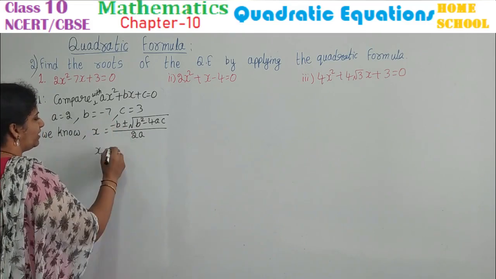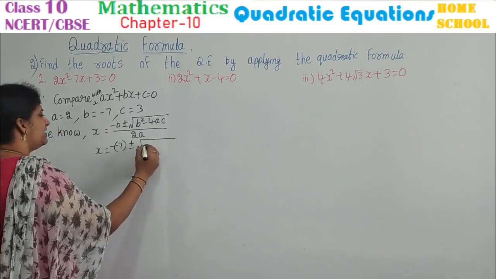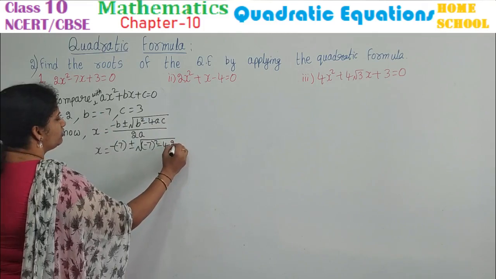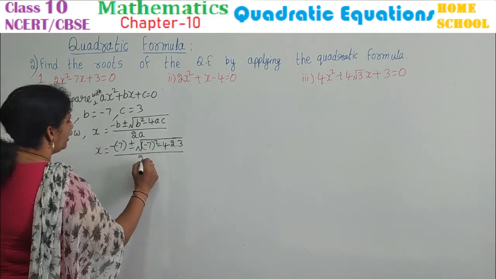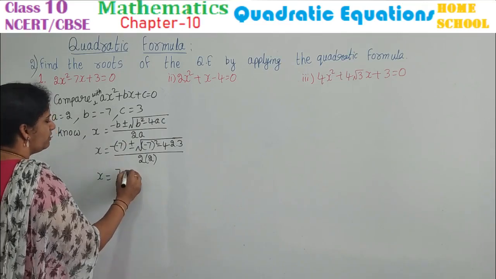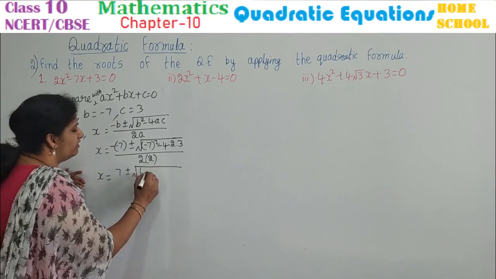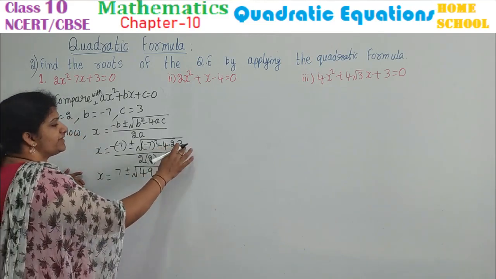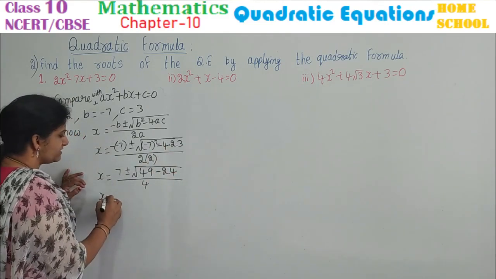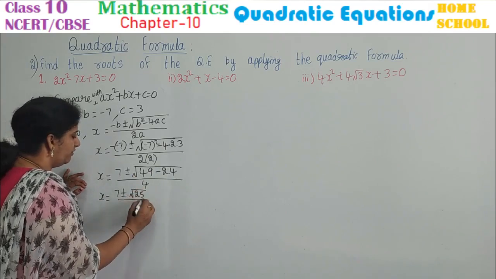x is equal to, b value is minus 7, minus of minus 7, plus or minus root of b square, minus 7 whole square, minus 4 into a, 2, into c, 3, by 2 into a value 2. x is equal to minus into minus plus 7 plus or minus root of minus 7 into minus 7, minus 4 into 3, sevens are 49, minus 4 threes are 12, 12 twos are 24, divided by 2 twos are 4. x is equal to 7 plus or minus root of 49 minus 24, root 25, by 4.